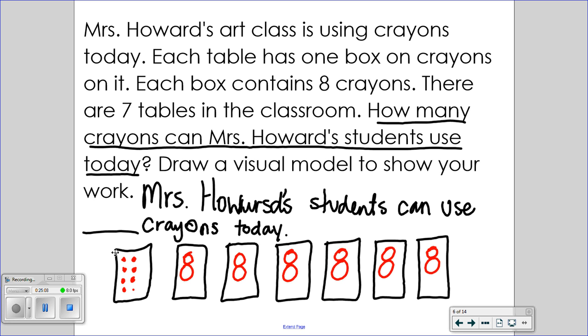Somebody tell me, what do those 8s mean? What do those 8s mean? Eva, what do those 8s mean? How many crayons? You're on a roll, girlfriend. How many crayons? What do my boxes mean?